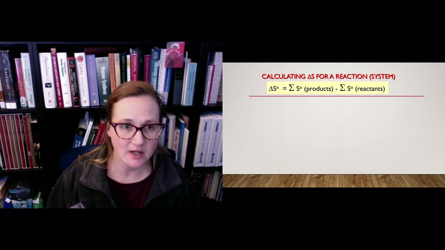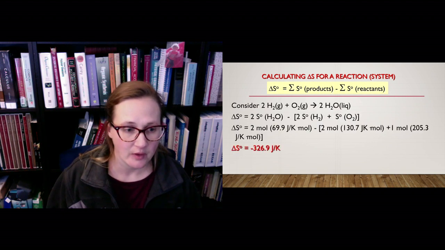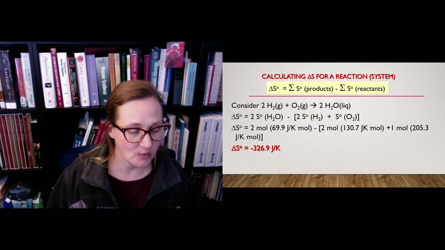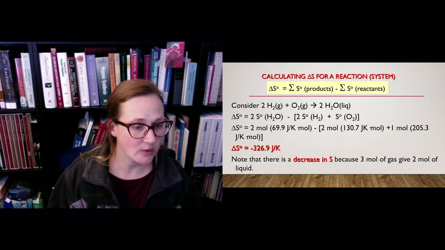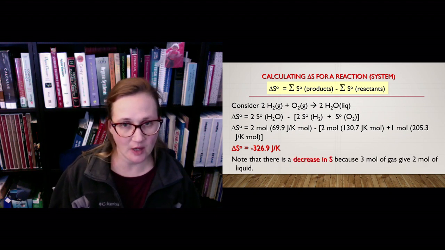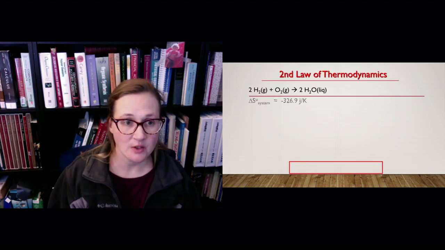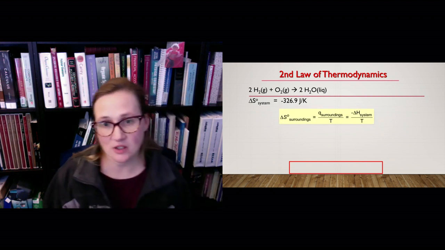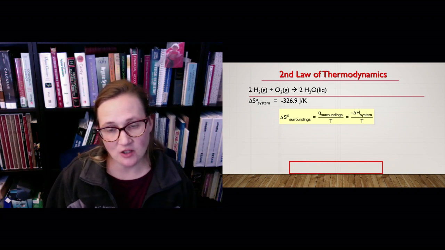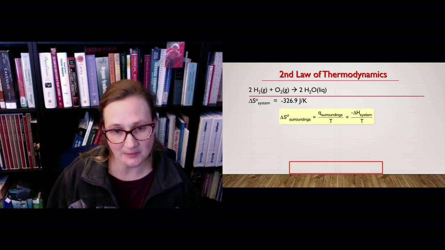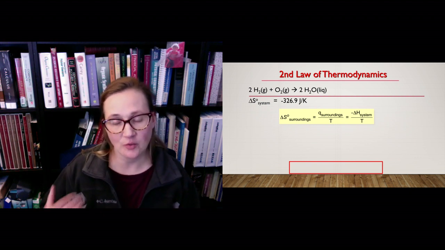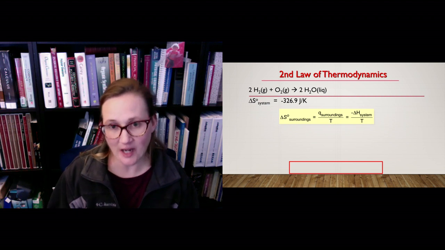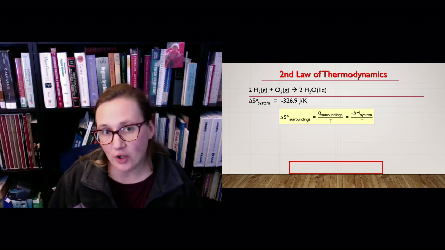All right, so we're not done yet. We have determined that the entropy of this system is minus 326.9 joules per Kelvin. So now we have to measure the entropy of the surroundings. And how we're going to do that is it's a measure of the energy dispersal, and the measure of the energy dispersal is the enthalpy of the system. So enthalpy is flowing out of the system into the surroundings, so negative enthalpy of the system over the temperature.